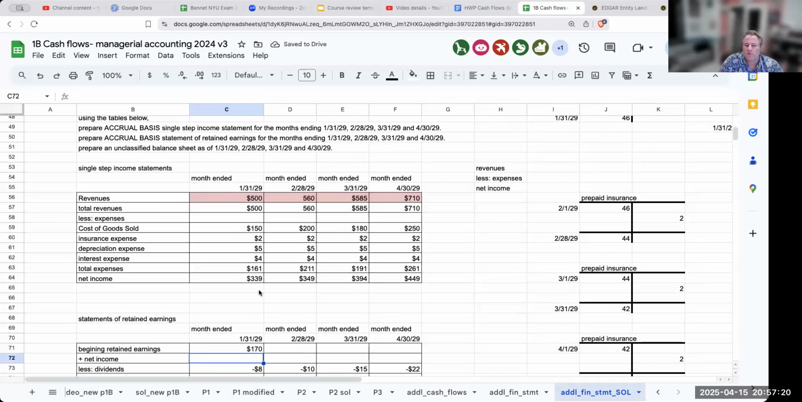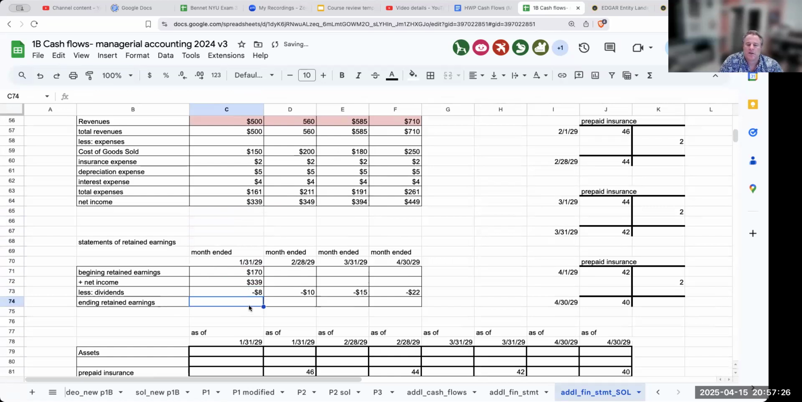I'm then going to go over here and add in the net income. The net income was 339. My ending retained earnings are going to be my beginning plus my net income minus my dividends, and I'm going to get a total here of 501. My ending retained earnings becomes my beginning for the following month.